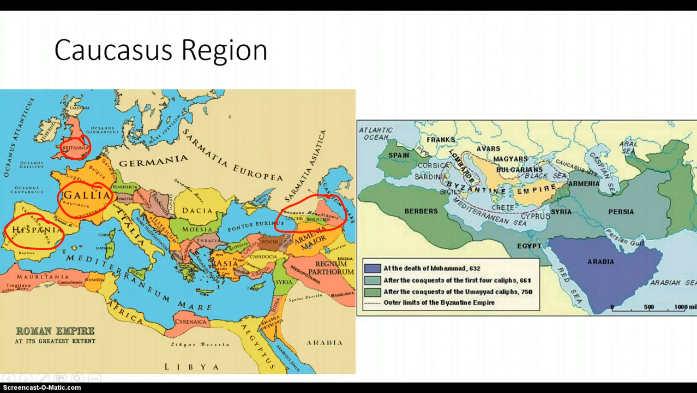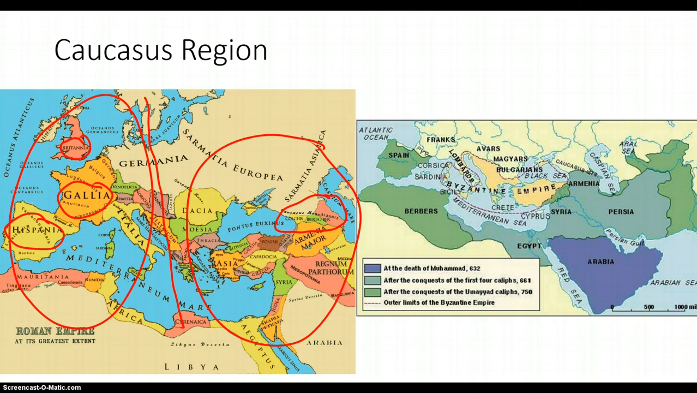So the Caucasus region was once controlled by the Roman Empire, but we know that the Roman Empire did not last forever. It split in half, and this region remained the Roman Empire while this region became the Byzantine Empire. The Byzantine Empire brought their dominant cultural characteristic to the Caucasus region, and that dominant cultural characteristic was Orthodox Christianity.